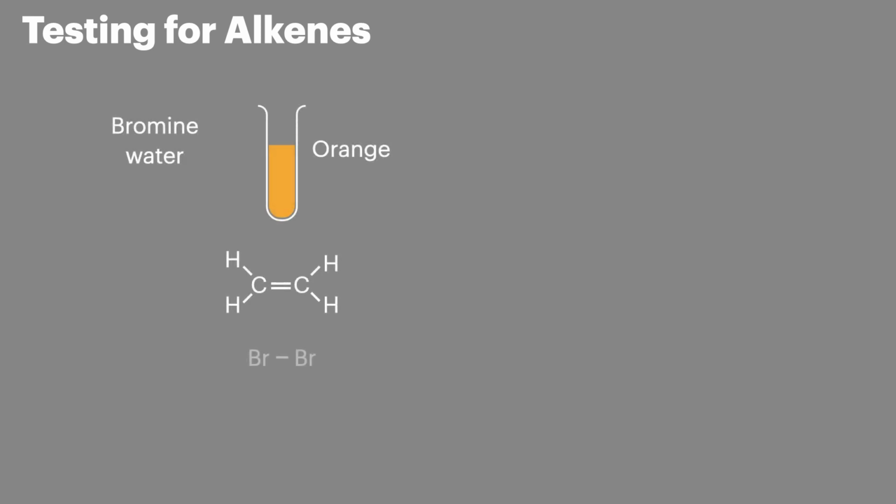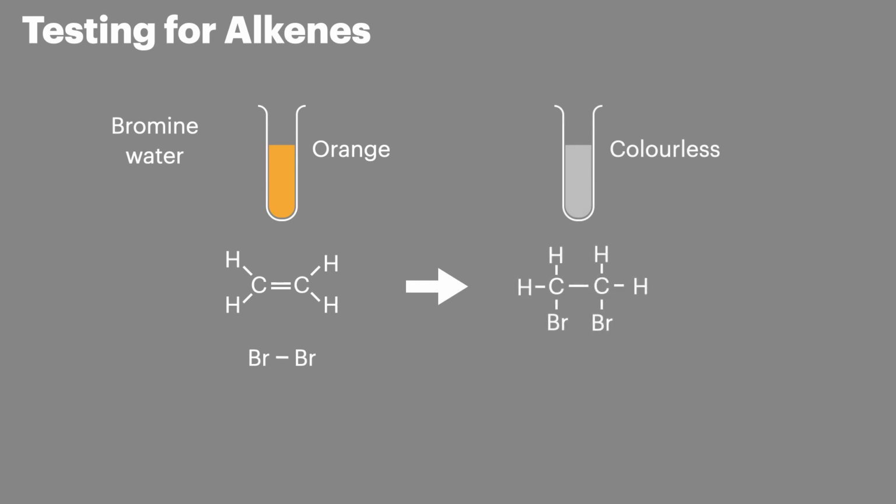And finally, we have testing for alkenes. We use bromine water here, which is orange, and it reacts with the double bond of the alkene to form a halogenoalkane, and in turn it forms a colourless solution.